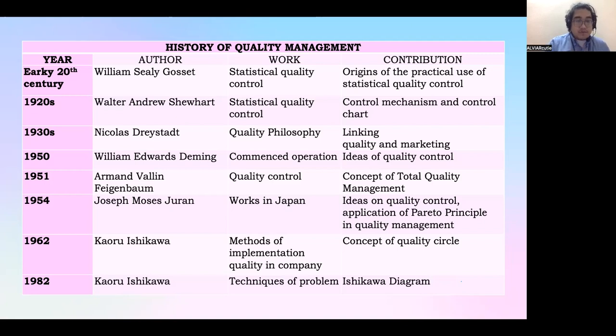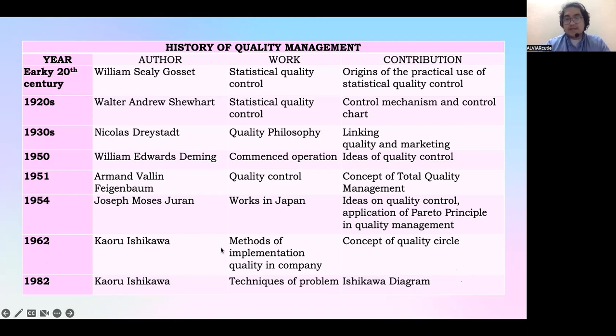So noong 1962, si Kaoru Ishikawa, ang trabaho niya, methods of implementation in quality company. I think Kaoru Ishikawa is from Toyota ata, if I'm not mistaken. So let's discuss that later. Ang contribution niya ay concept of quality circle. So, noong 1982, nag-develop na naman si Kaoru Ishikawa. Ang trabaho naman niya noon ay techniques sa problem, at ang contribution niya is Ishikawa diagram.